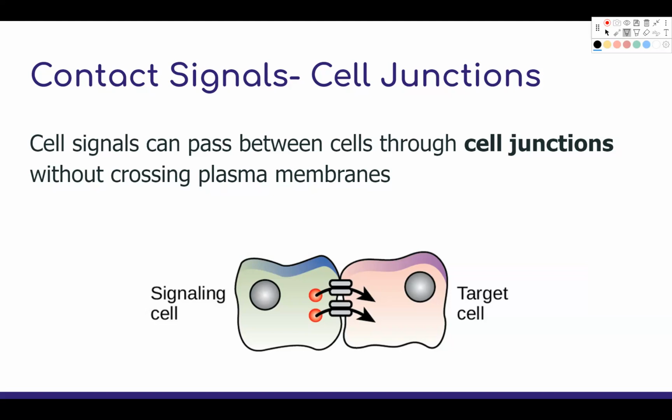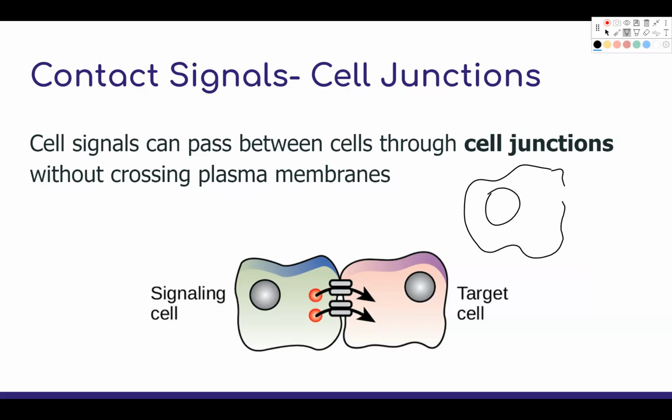That is contact signals through cell junctions. If you remember, when we talked about how cells are connected to one another and how tissues are formed, we talked about cell junctions, those different ways that cells are attached to one another. Cells can send signals through these cell junctions without crossing plasma membranes. So I recommend you draw one of these too.